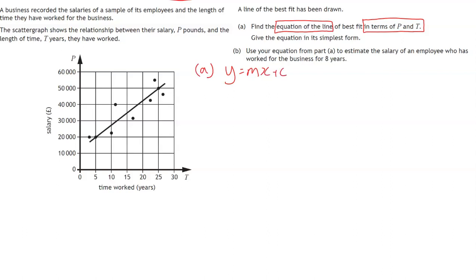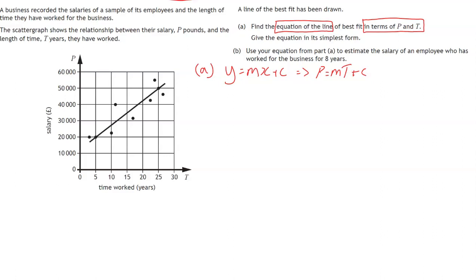However, it does say in terms of P and T, and if you look at the axes, your x-axis corresponds to the T, your y-axis corresponds to the P. So rather than y equals mx plus c, we actually have to think about it in terms of P equals mt plus c, just for a slight difference. Calculating the gradient and the y-intercept, or the rest of the equation, none of that changes. We still use the same techniques that we would before. The difference is coming in the final answer with just different letters used.